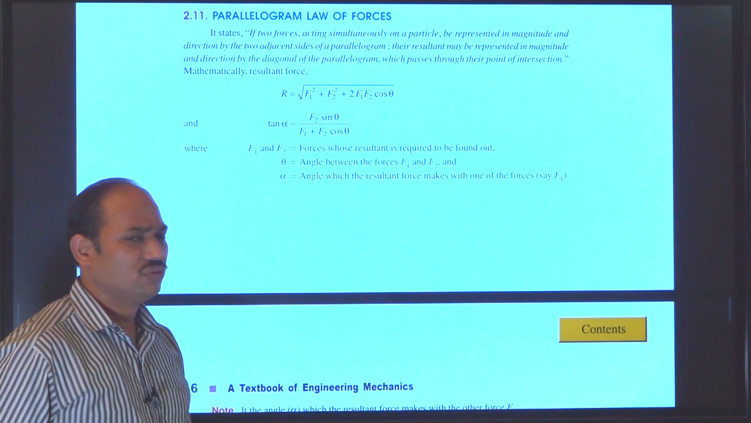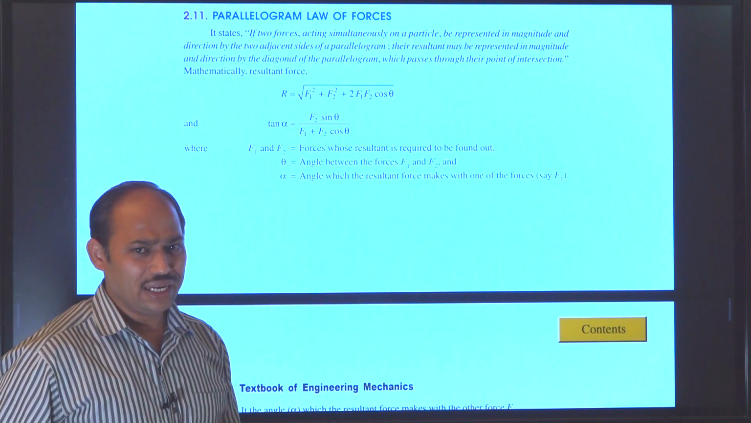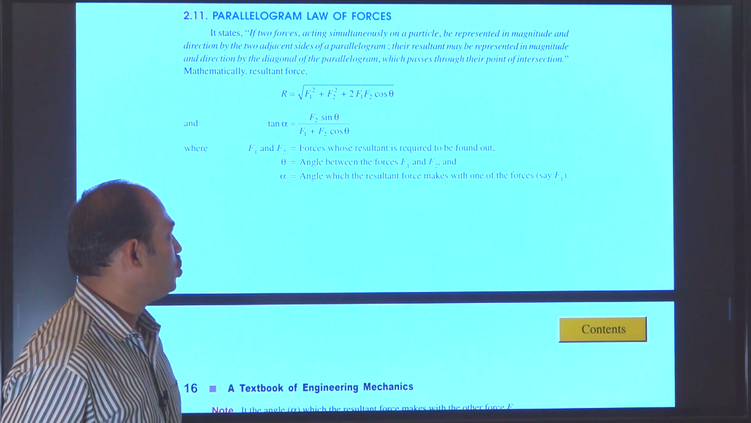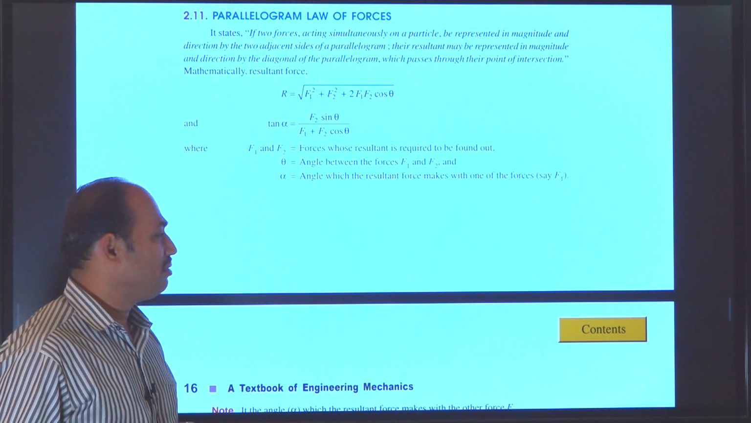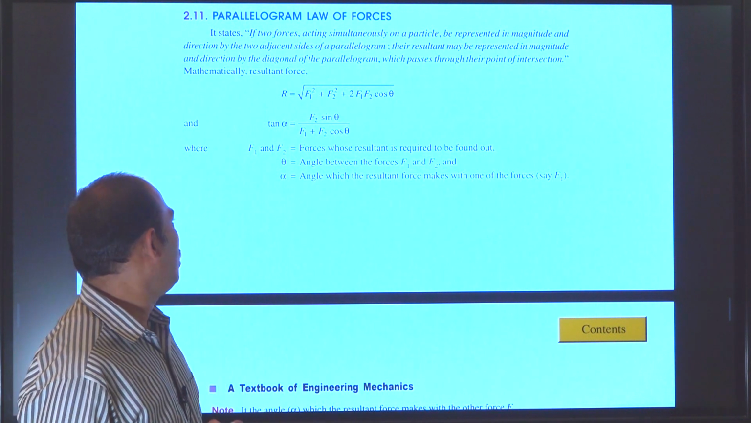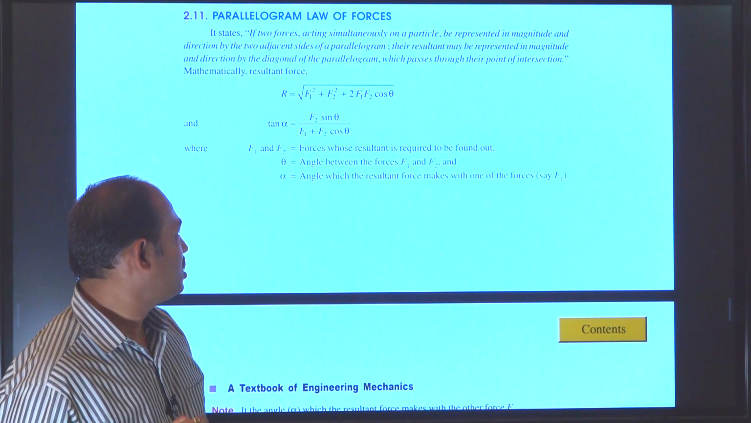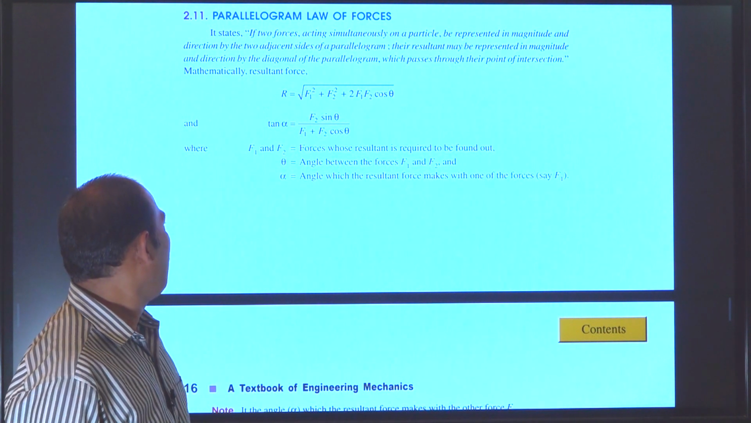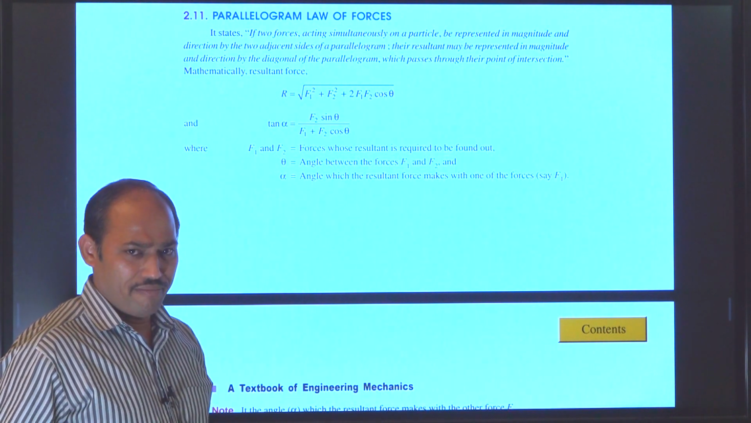Parallelogram law of forces states that if two forces acting simultaneously on a particle are represented in magnitude and direction by the two adjacent sides of a parallelogram, their resultant may be represented in magnitude and direction by the diagonal of the parallelogram which passes through their point of intersection. This is known as the parallelogram law of forces.